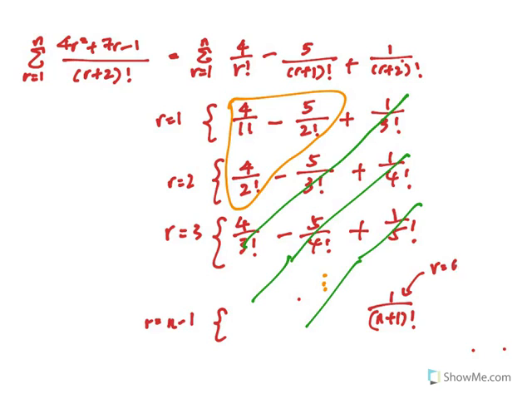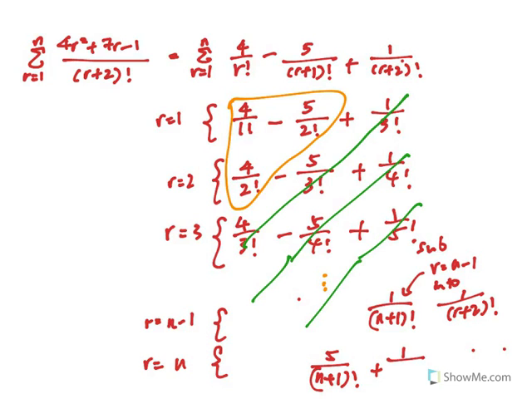Right, recall r equals n minus 1. You sub this into your 1 over r plus 2 factorial. That's how I get the minus 2. And last two terms over here, when r equals n, you just have 5 over n plus 1 factorial plus 1 over n plus 2 factorial. Right, this will be your bottom three terms that you are left with.